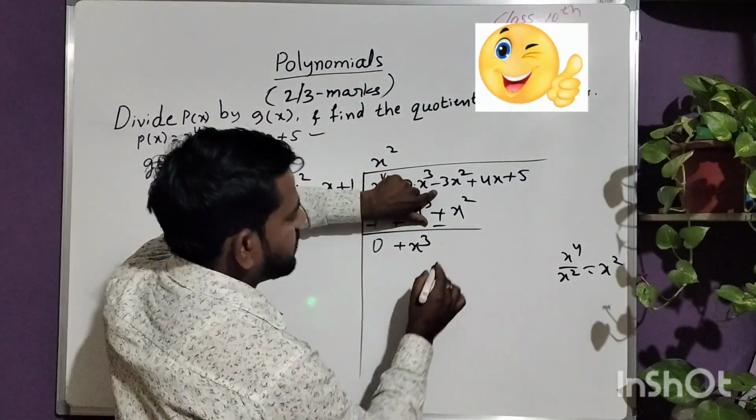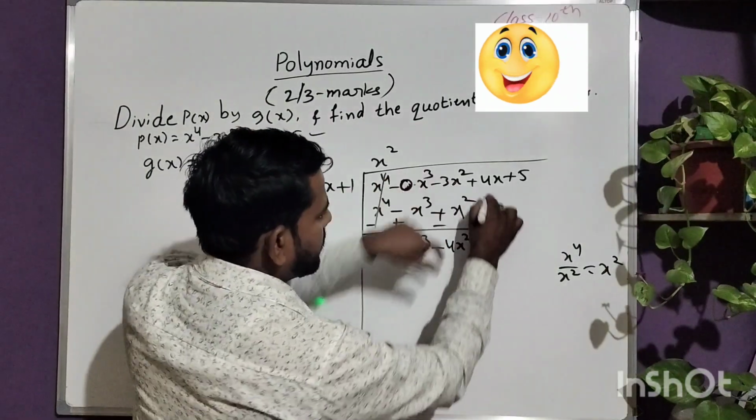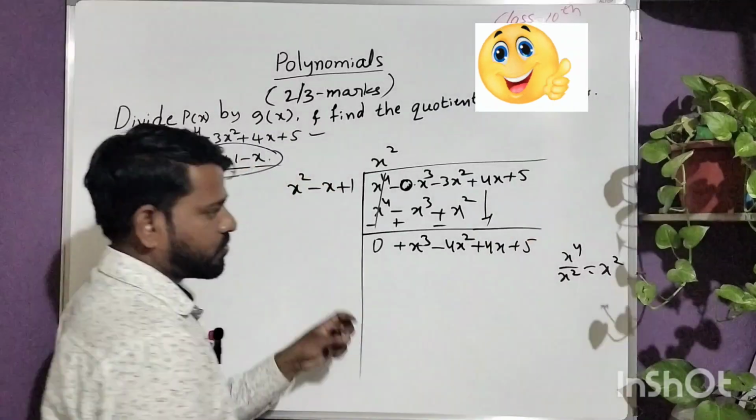Here both have the same sign, so we add them. It becomes minus 4x square. Write the remaining terms as they are, plus 4x plus 5. This one step is over.